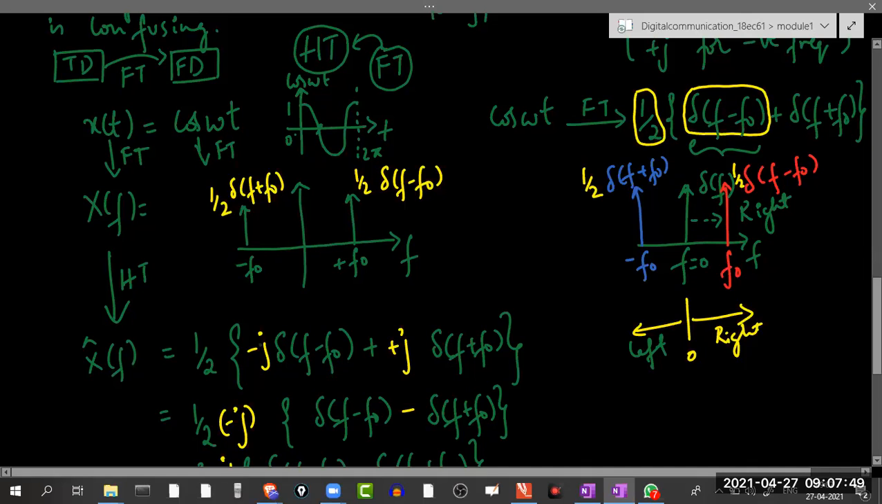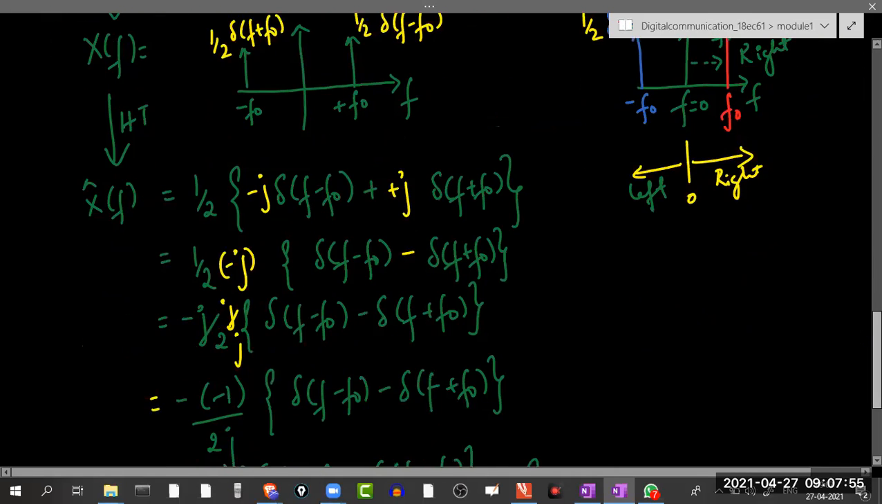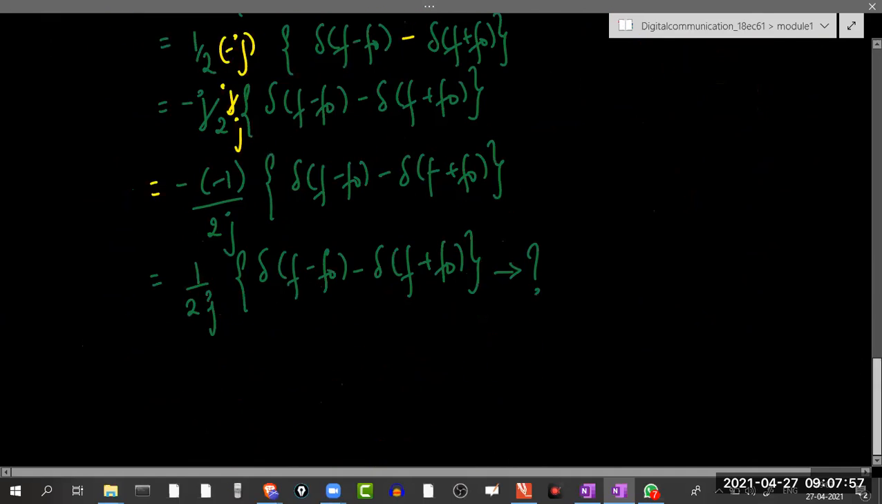Cos function is what? Half, delta f minus f naught, plus delta f plus f naught. So what happens when I 90-degree phase shift cos function? I'll get it as sine. So this is sine omega t. So this thing is sine function in frequency domain. This is in time domain, the same sine function in frequency domain.